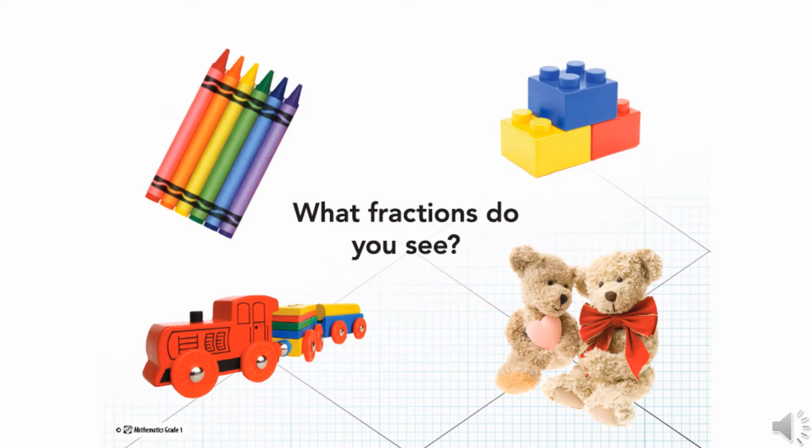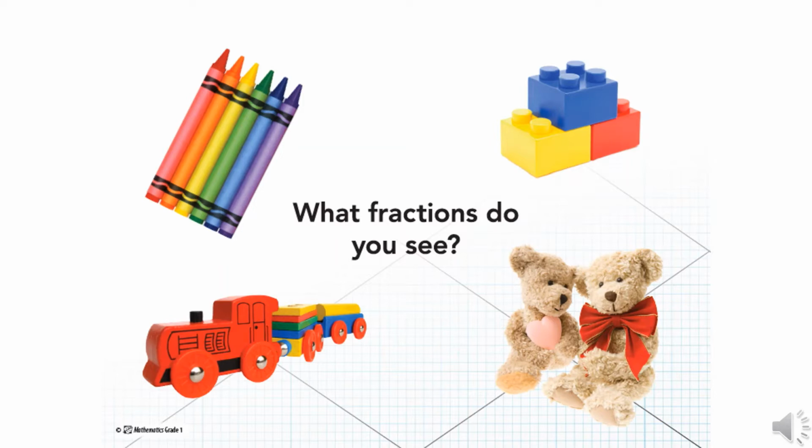Okay, what kind of fractions do you see in each of these sets? Well, the set of crayons, I see lots of sets. We could divide that set of crayons in half, and then we'd have 2 halves. Each half would have 3. Or we could divide it into 3 little sets, and each set would have 2. The Legos, I see a set of 3, which means it would be thirds. The teddy bear, I see 2, which would make halves.